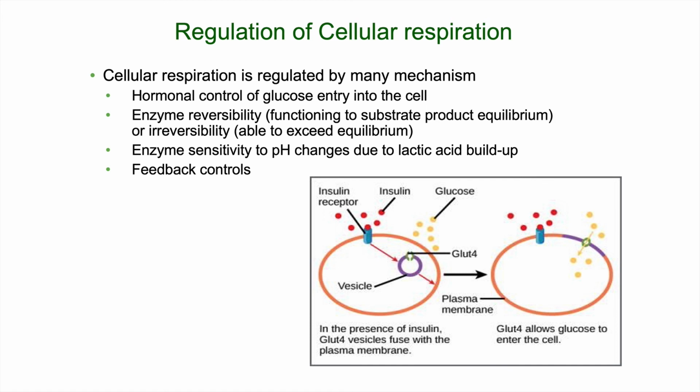And then pH changes. pH changes can influence the enzymes and what they do. So if we're undergoing lactic acid fermentation, that lactic acid builds up, it lowers the pH, and now the enzyme may not function. So there's a variety of ways that cells can regulate whether or not they're going to undergo any of the forms of cellular respiration to produce ATP.